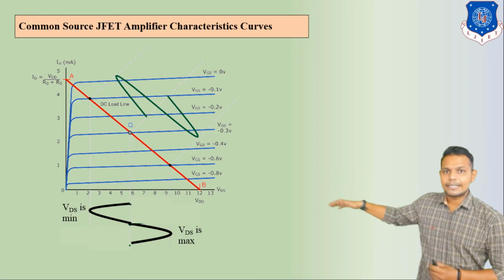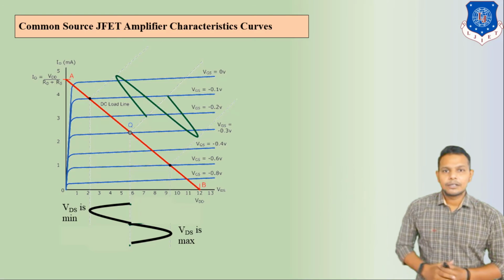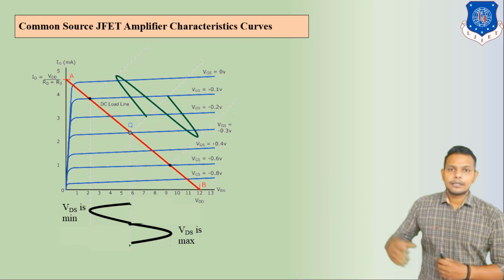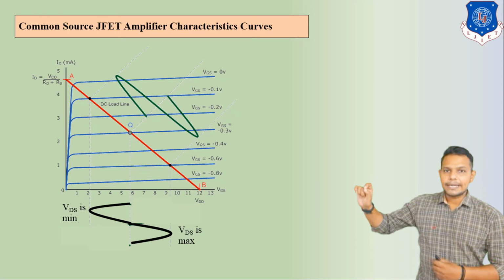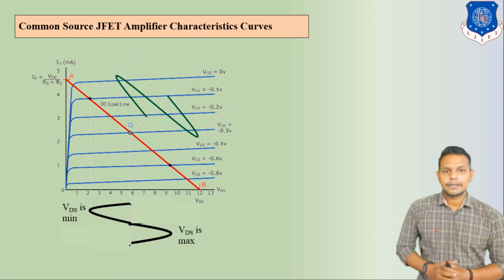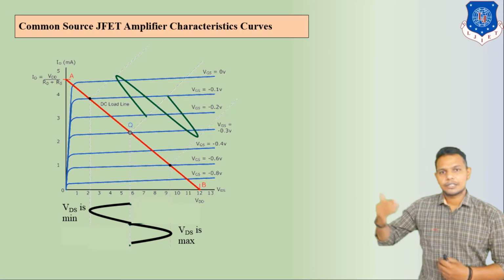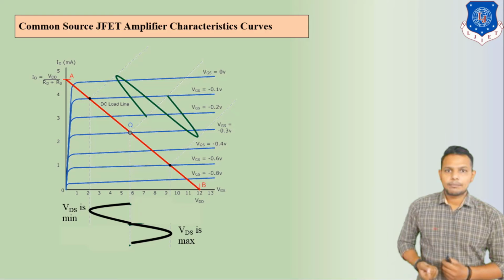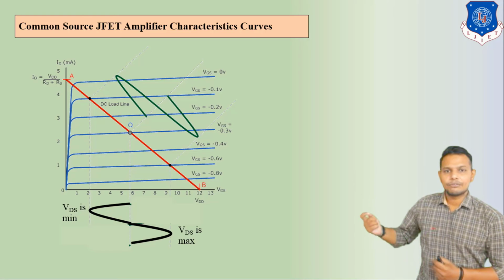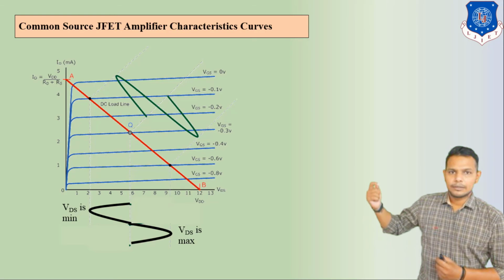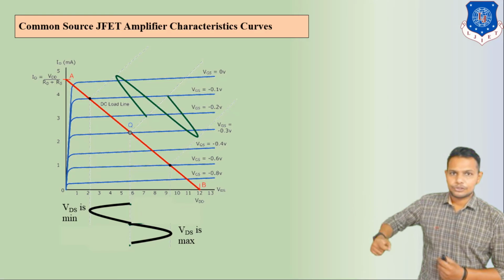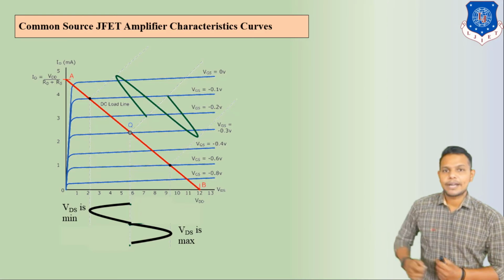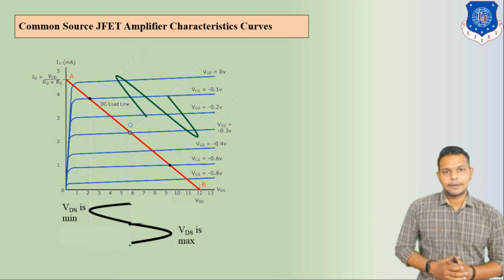Now we can see here the red straight line, which is known as DC load line, which is the connection between the ID and VDS. So voltage to current, we plot a straight line which is passing between the 3 regions, and it is known as DC load line.